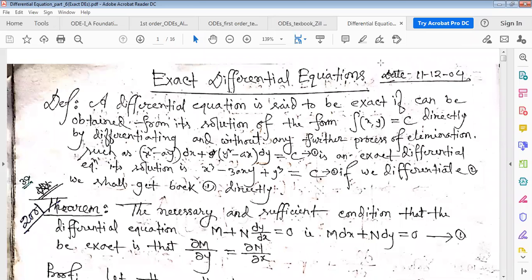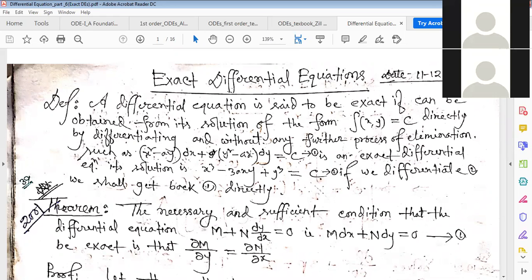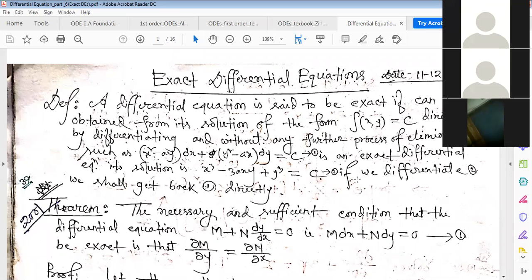Now what will be the definition of an exact differential equation? A differential equation is said to be exact if it can be obtained from its solution of the form f of x, y equals c. That means the solution can be written as a curve in two-dimensional xy, and directly by differentiating, without any further process of elimination, such an f equals c gives an exact differential equation, and its solution will be this. According to the definition, this will be the exact differential equation, and it will be the solution.